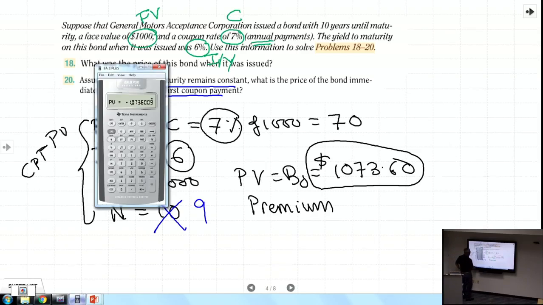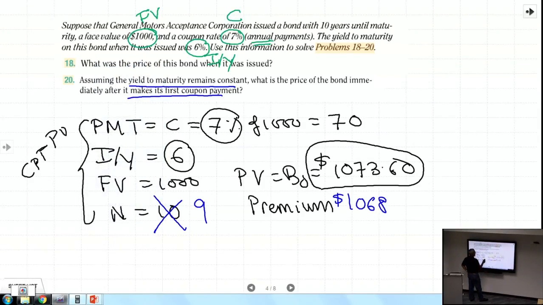So if we go back over here, keep everything the same, and change N to 9 and recompute present value, we get the present value as 1,068. So the new price of the bond would be 1,068. So notice what's happening then. As we are moving forward through the life of the bond, we go from 10 years to maturity to 9 years to maturity. Everything else has remained the same, no change anywhere else, except of course time.